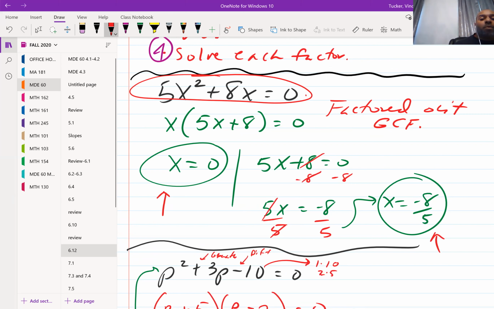In other words, if I were to take zero and plug it in right here and right here, the result is going to be zero. Also, if I were to take negative 8 over 5 and plug it in for x, my result would be zero. So you're trying to solve the equation. You want to know, when is this statement true? When is 5x squared plus 8x equal to zero? And these are the two times that it is true.